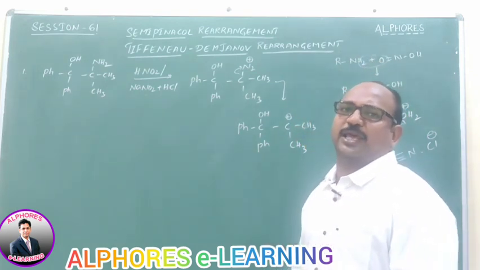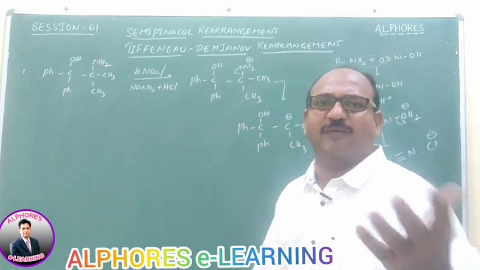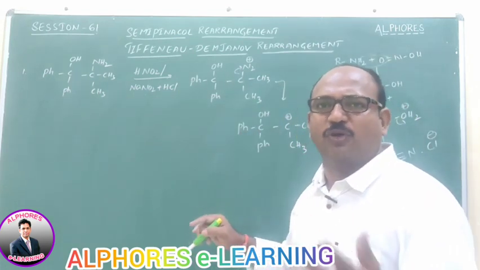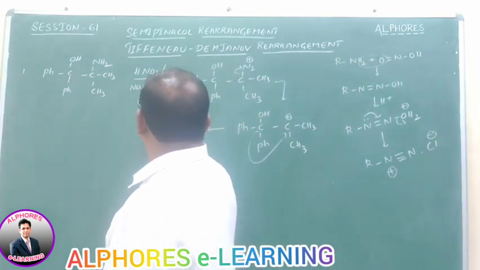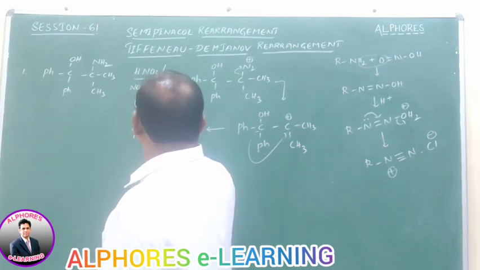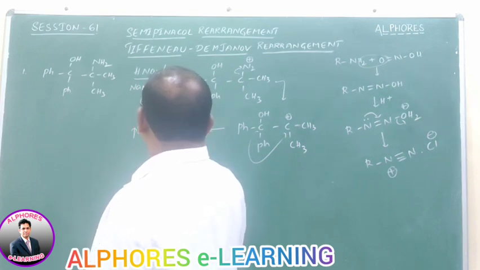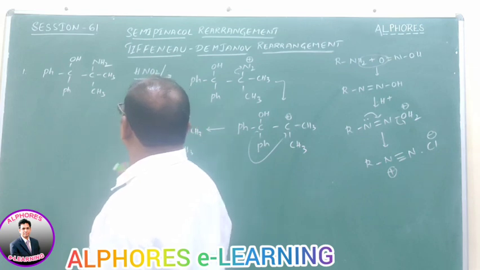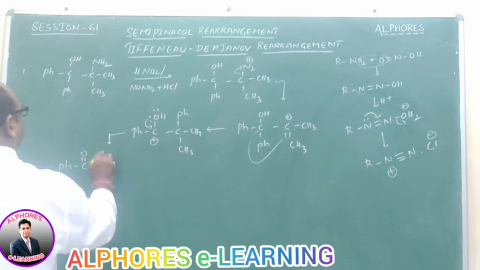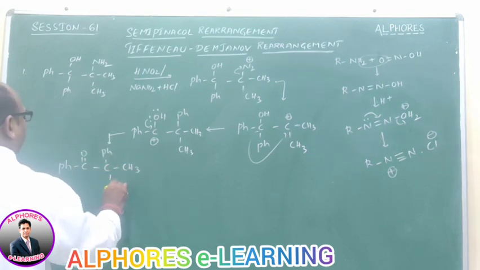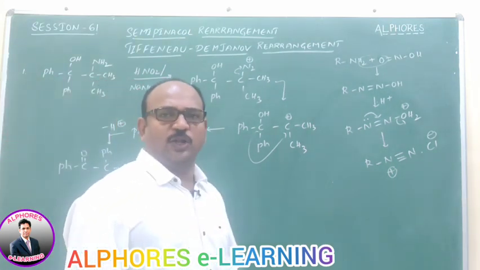In the pinacol rearrangement also there is formation of a carbocation, and after that the same thing happens in both cases. Now migration of the phenyl group takes place, and we get Ph-C-OH with positive charge. This carbon bears one phenyl group and a methyl group, and then the oxygen donates its electron pair, and by losing a proton we get the product Ph-C(=O)-C(Ph)(CH3)(CH3). So here also we get a ketone.